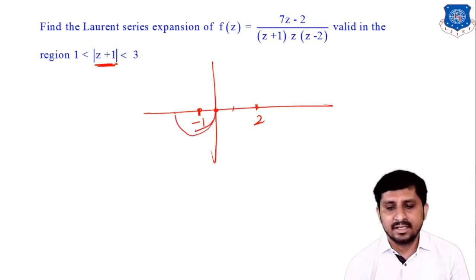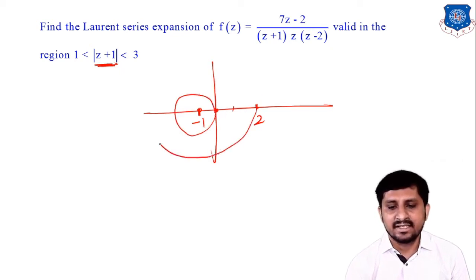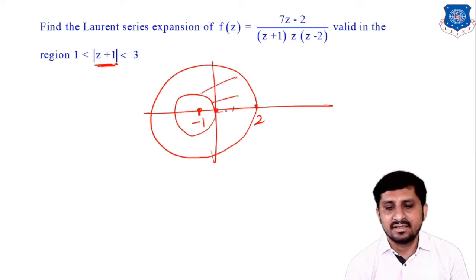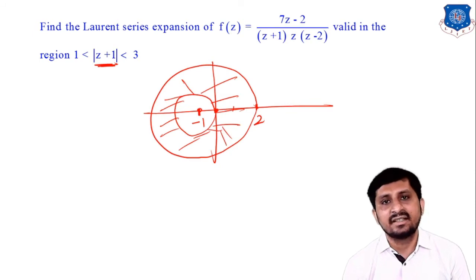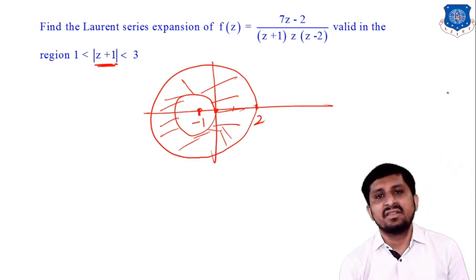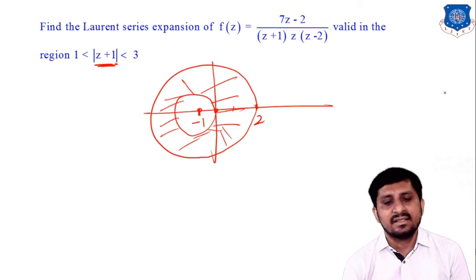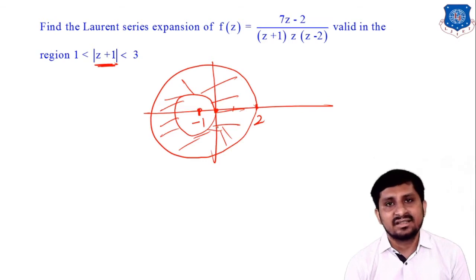I am taking a circle with radius 1 approximately, and after that a second circle with radius 3. The region 1 less than mod z plus 1 less than 3 is the annular region between these two circles. In the annular region, clearly the given function is analytic, so that's why we can express the Laurent series. This is just rough work to understand the concept.